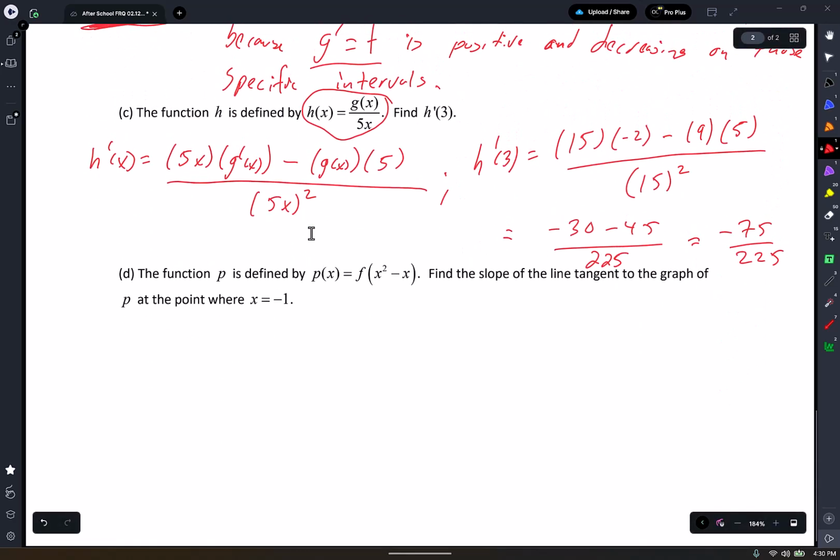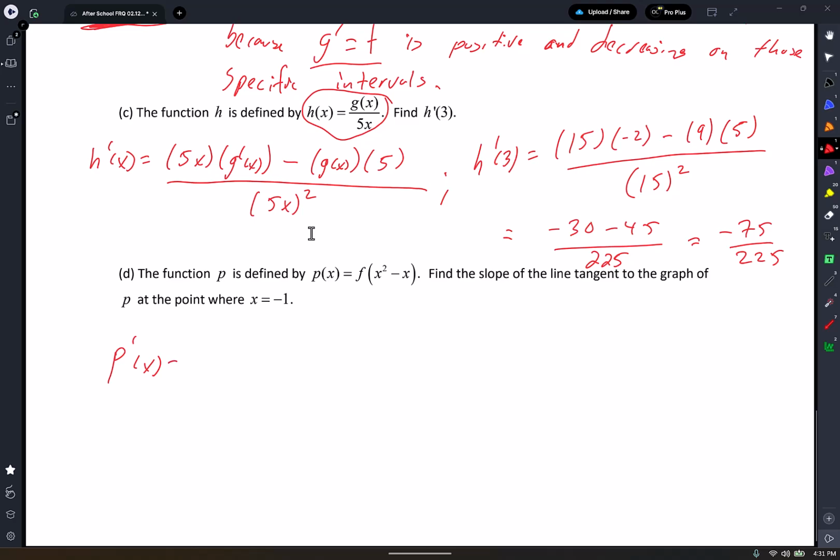Last one. The function p is defined for that. Find the slope of the line tangent to the graph of p at the point where x is negative 1. All right, let me read that again. The function p is defined. Find the slope of the line tangent to the graph of p at the point where x is negative 1. They just want the slope at negative 1. So I'm going to take a derivative. So here we go. When I take this derivative, so I'm going to go, what do they want? To the graph of p. So the derivative of p.